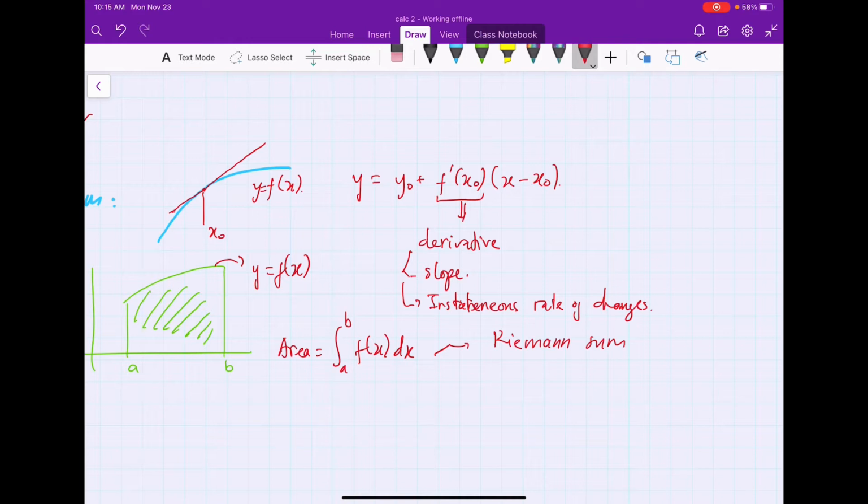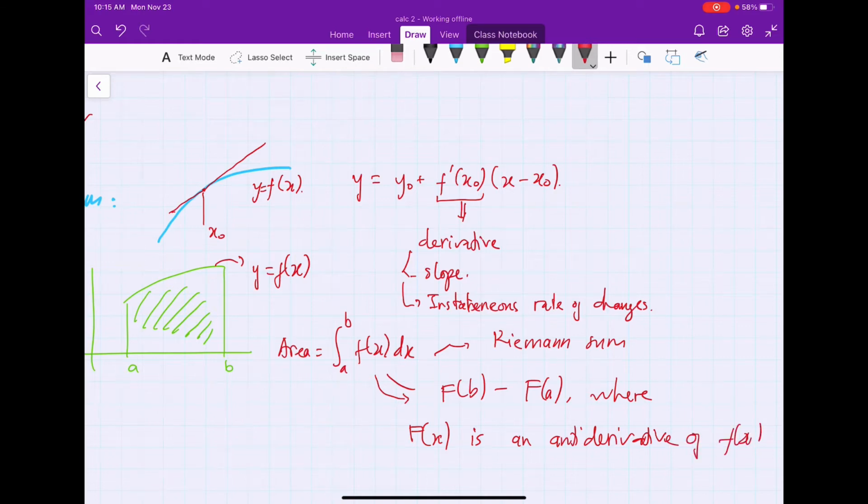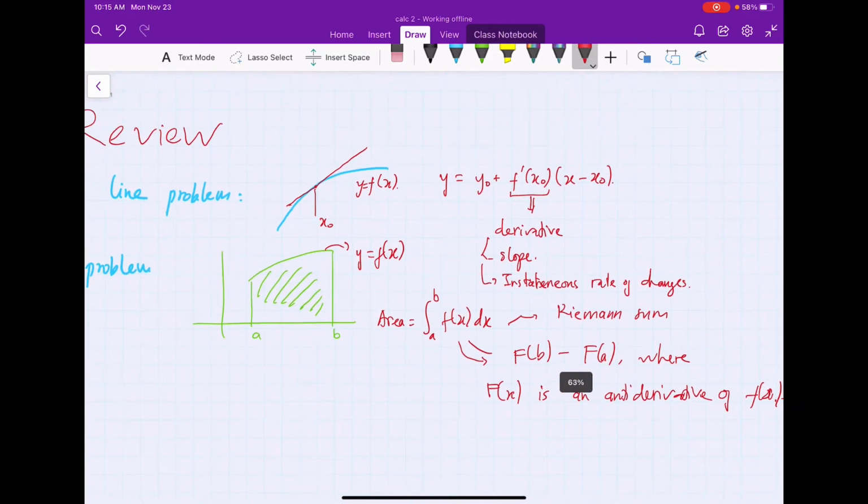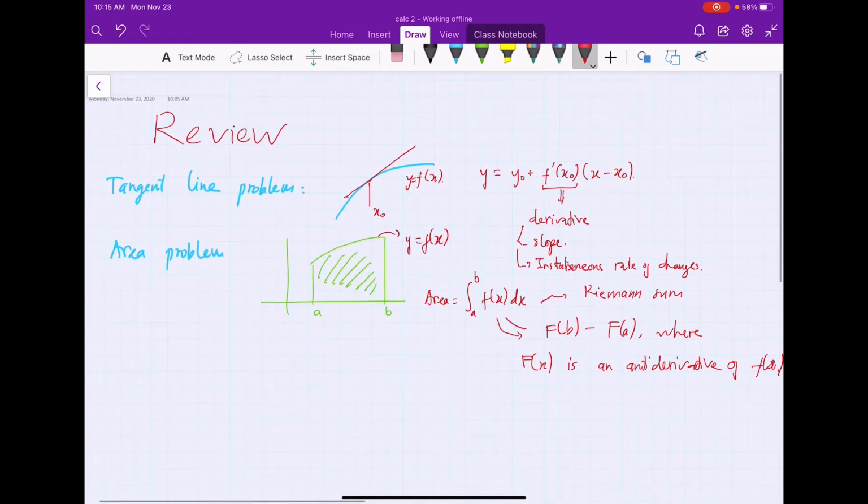And finally, we learn the first and the second fundamental theorems of calculus. We evaluate this definite integral using an antiderivative of the function f of x. So that is f of b minus f of a, where f of x is an antiderivative of f of x. So this is about the two main problems that make calculus and pre-calculus different.